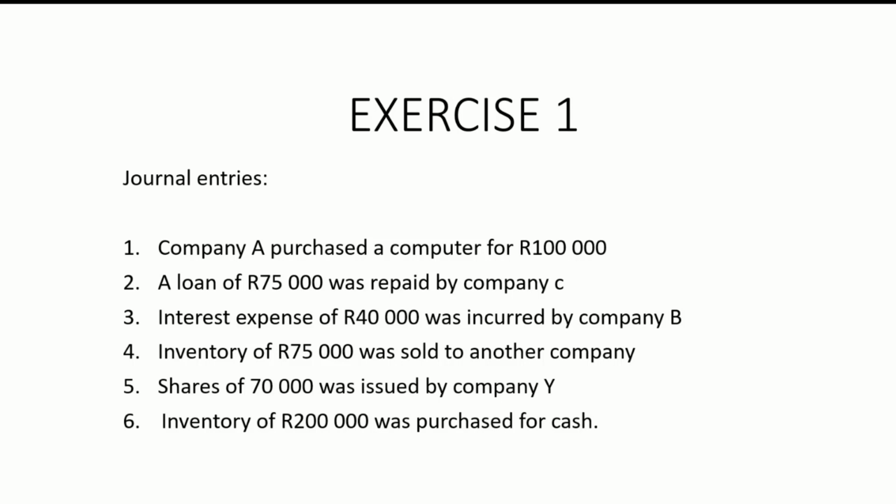So if I sell inventory, normally what do I debit and what will I credit? If you sell inventory, you're receiving cash, so your bank will increase, and the inventory is decreasing. So you're going to credit the 75,000. Okay, good.